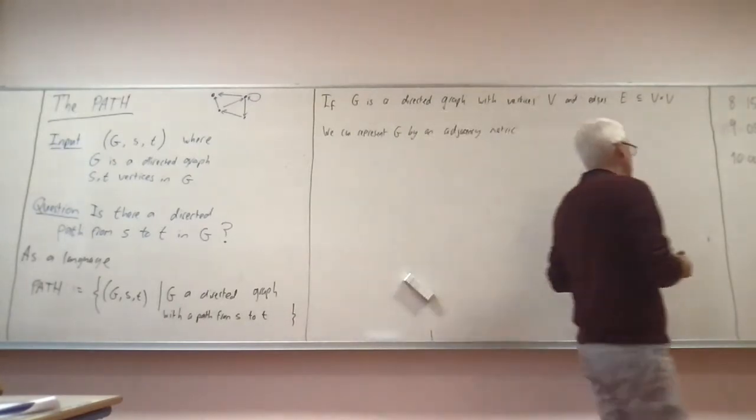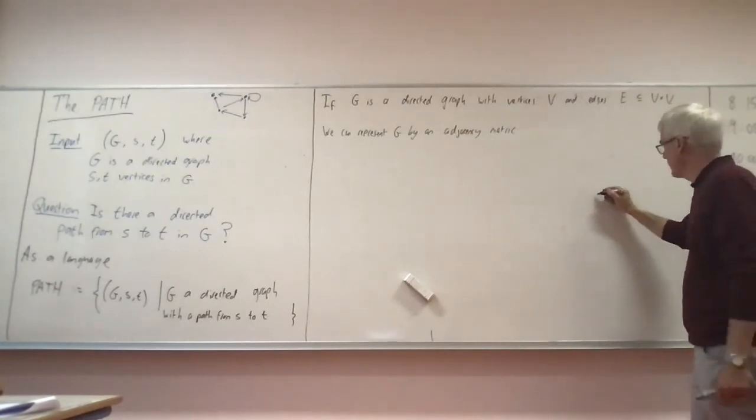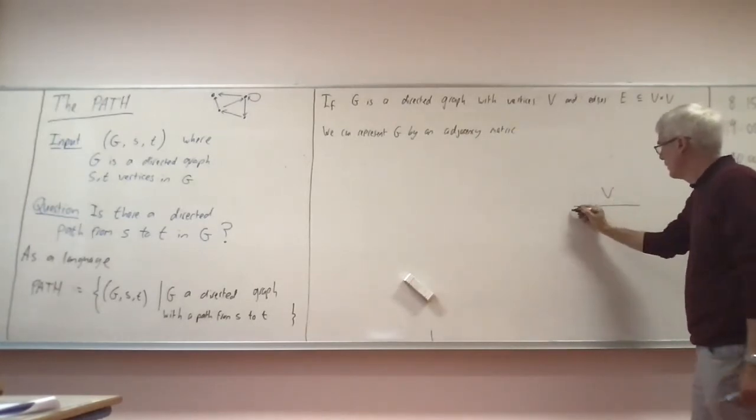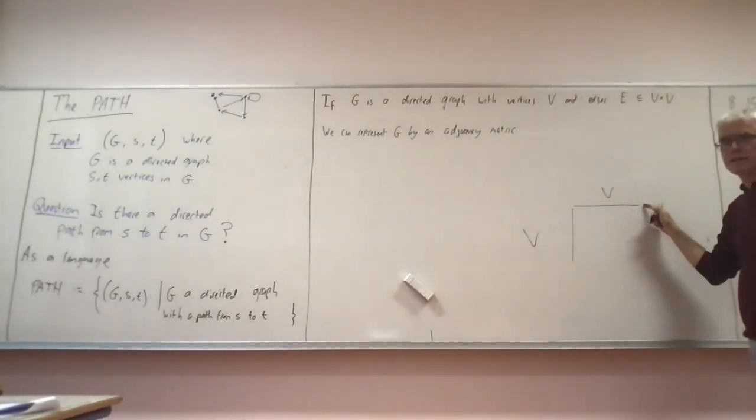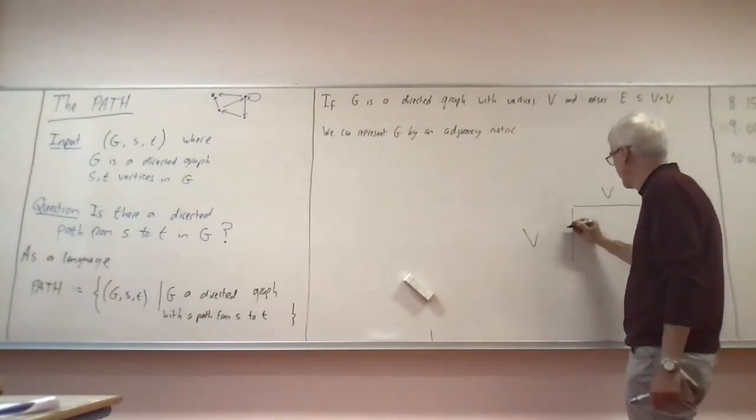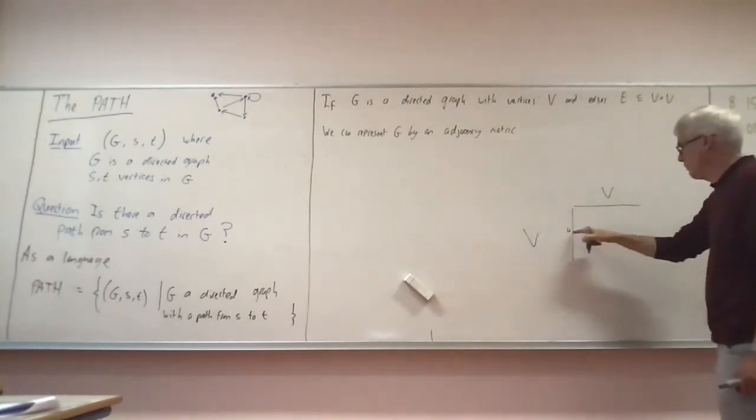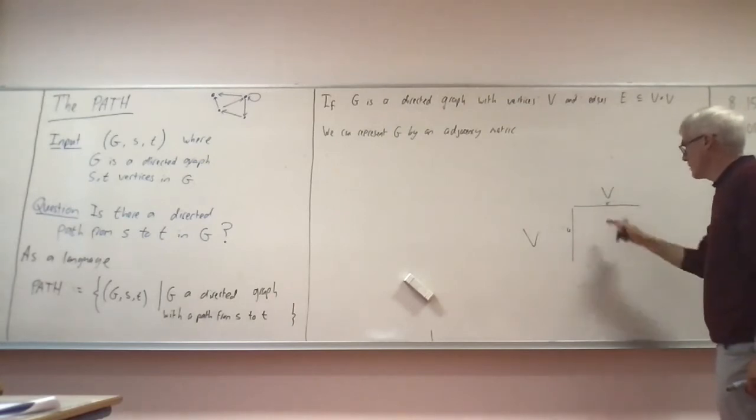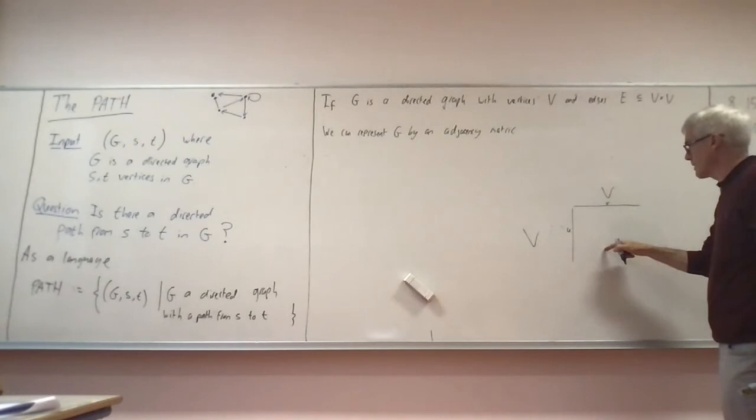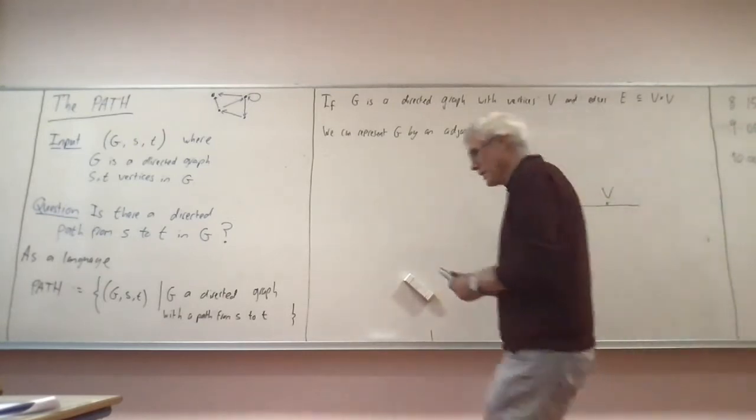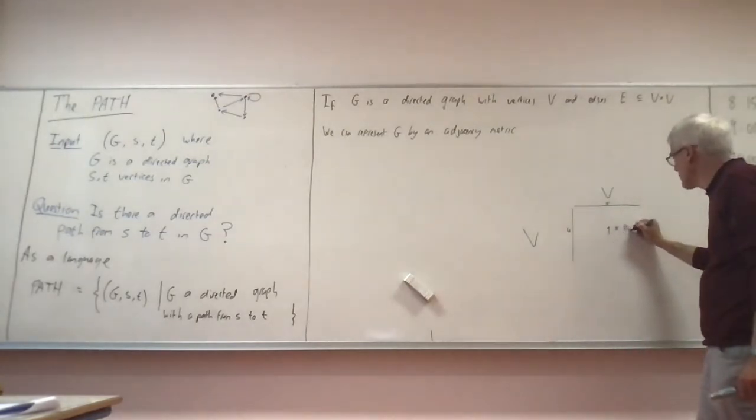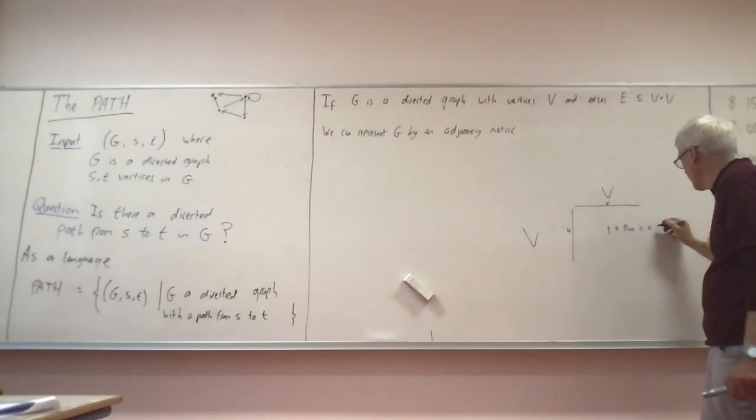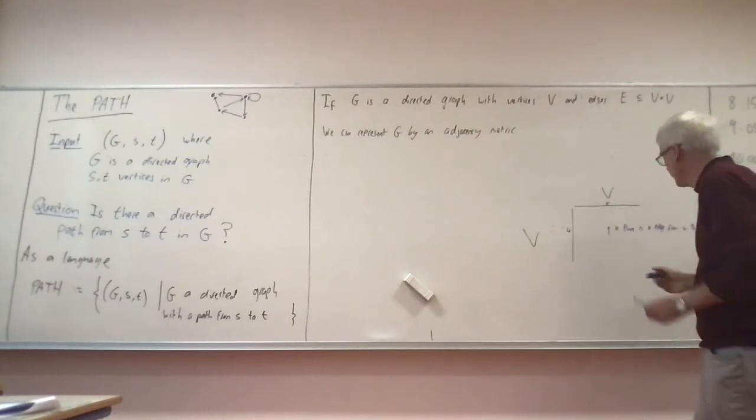Which simply, as I described before, you have one row for every vertex and one column for every vertex. And whenever you have a row corresponding to a vertex U, and a column corresponding to a vertex V, then we put a 1 in here, 1 if there is a directed edge from U to V.